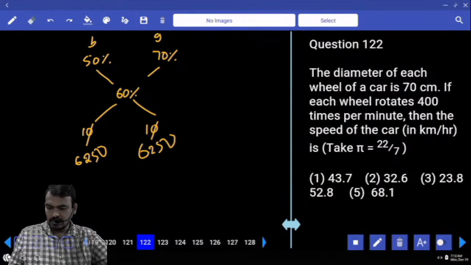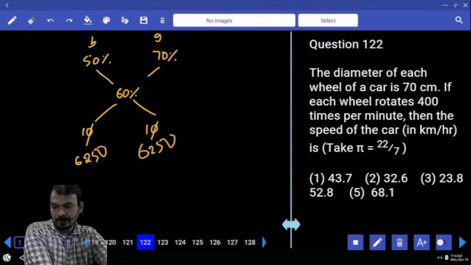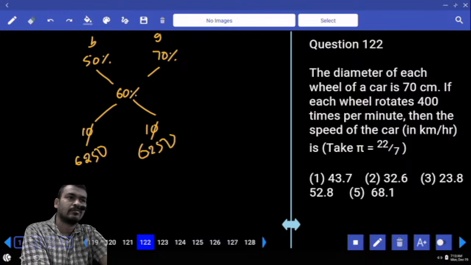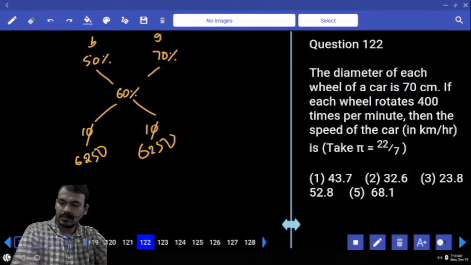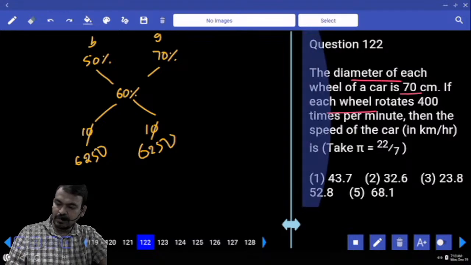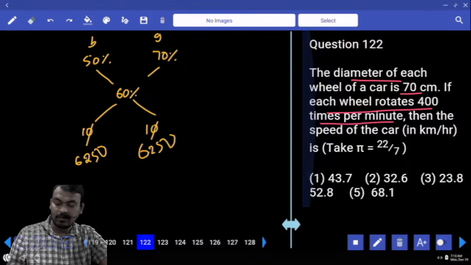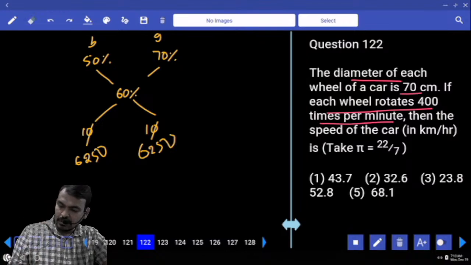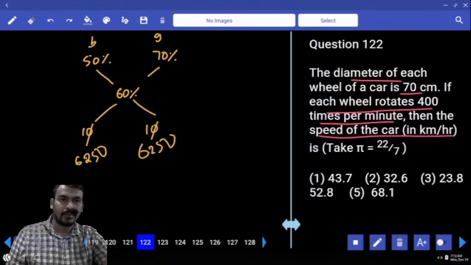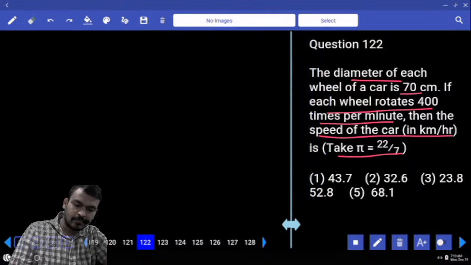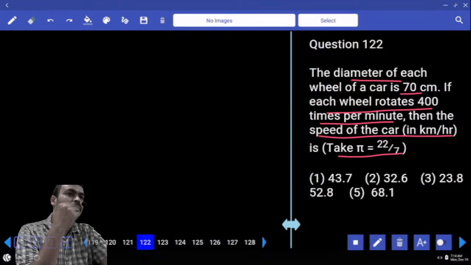Next question, number 122. The diameter of each wheel of a car is 70. A wheel means circular shape or square shape? Circular shape. So the circular diameter given is 70. Each wheel rotates 400 times per minute. Per every 1 minute, how many rotations? 400 times. Then find the speed of the car in kilometer per hour. And the pi value is 22/7.